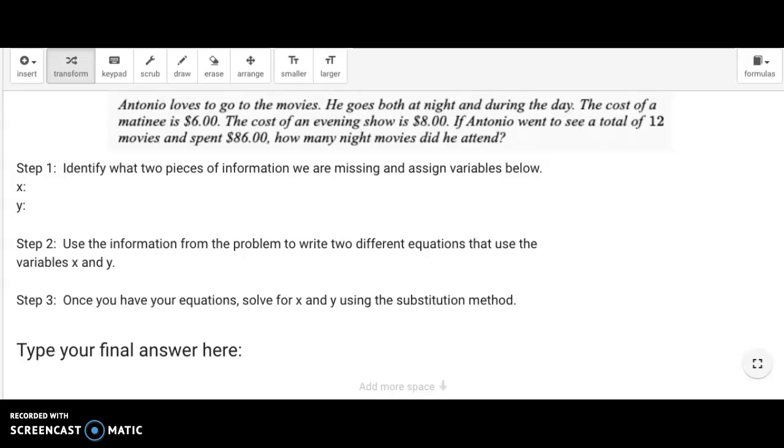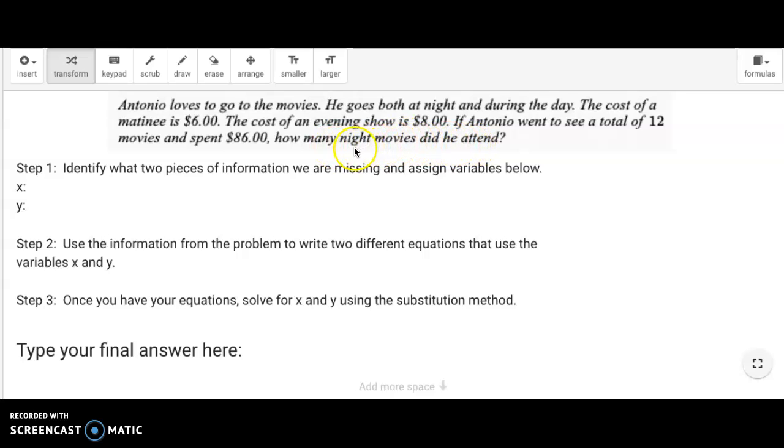All right, so to help us answer this question, we're going to move through the 3 steps that you see on your screen, and then eventually we're going to figure out how many night movies Antonio attended based on the information that they gave me. So step 1, the first thing that we have to do is identify what 2 pieces of information we're missing. We're solving systems. All the systems that we've done so far have always had an X and a Y in them. So we're going to go back and read through this and figure out what about this scenario we do not know. The question's asking me how many night movies he attended.